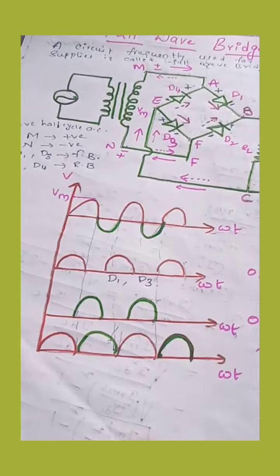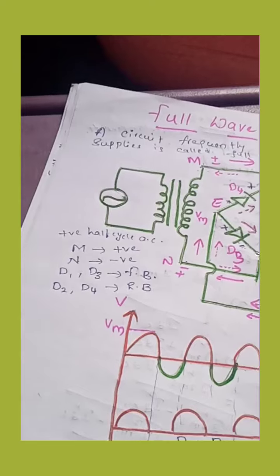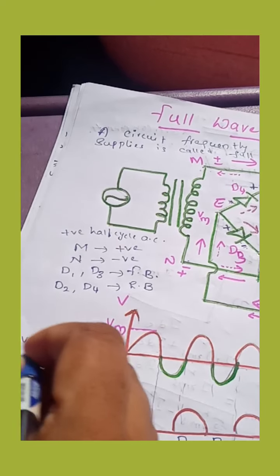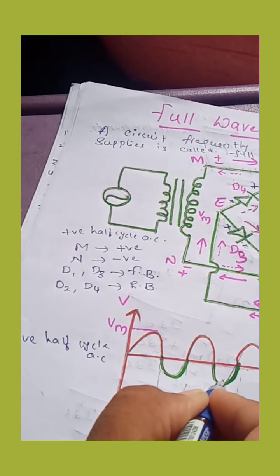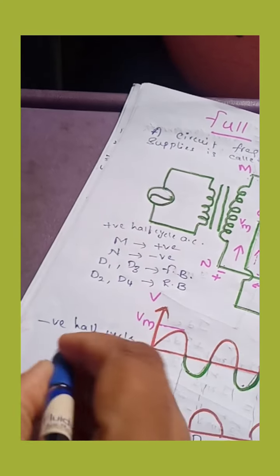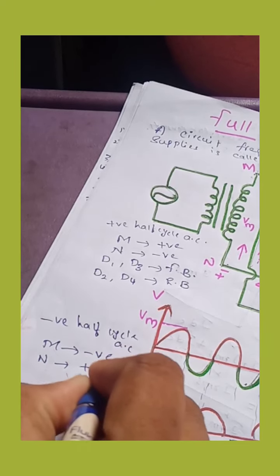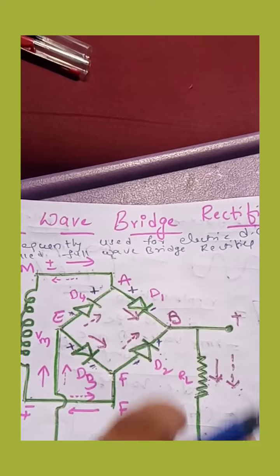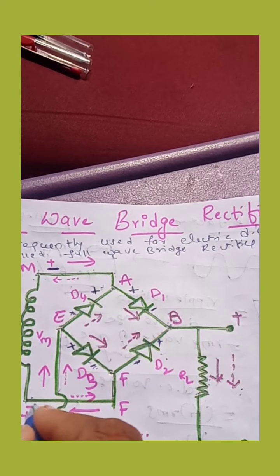Now let us talk about the negative half cycle of AC, this green color. Now for this, what is happening? M becomes negative, N becomes positive. Now let us move towards the circuit. M became negative and N became positive.